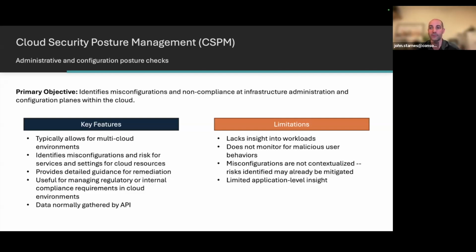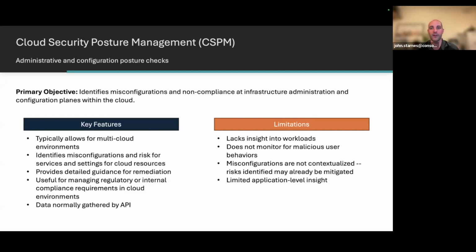The limitations here, though, is you don't actually typically get access into the workloads that CWPP was providing. It's not looking for malicious user behavior. Misconfigurations may not be contextualized. So you might see that a resource has a public IP, but if there's no route from the internet to that resource, that doesn't matter quite as much. Obviously, you want to build defense in depth and remove that misconfiguration to begin with, but those kinds of things where you linked point A to point B on misconfiguration, it typically wasn't linked in the past. These normally did have very limited application level insight.